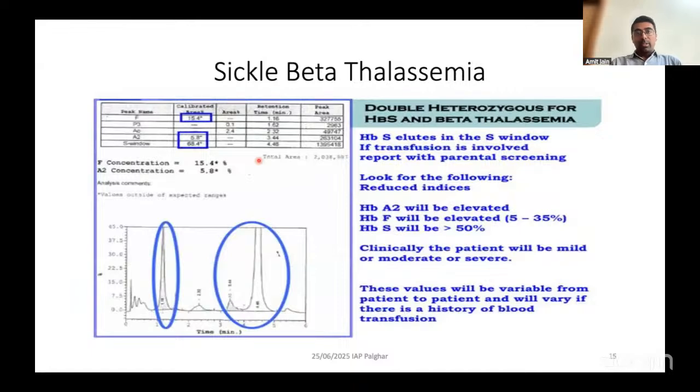Third is sickle beta thalassemia, which is also commonly seen in our population because of the high prevalence of thalassemia trait in certain populations. In this, HbS will be more than 50%, F will be 5 to 35%, and A2 will be elevated. The common question that arises is whether we can discriminate sickle cell homozygous from sickle beta thalassemia on HPLC. The answer is actually no. We have to do parental screening to see whether one of the parents is a thalassemia trait carrier or both are sickle heterozygous. Or if that is not feasible or parents are not available, then genetic testing is required to confirm the diagnosis of sickle homozygous or sickle beta thalassemia.